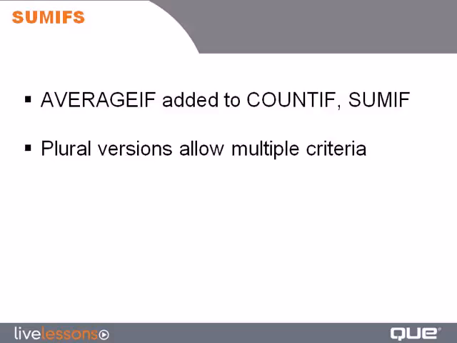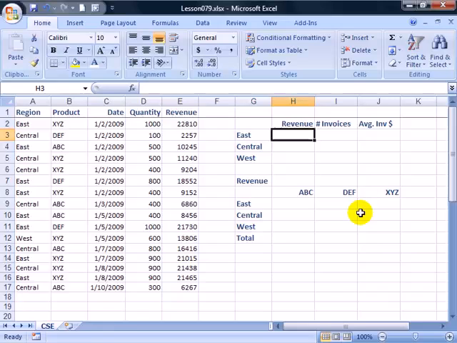In Excel 2007, Microsoft gave us the AVERAGEIF function to go along with COUNTIF and SUMIF, but most importantly, they gave us plural versions, in other words, SUMIFS, COUNTIFS, AVERAGEIFS, which allow multiple criteria. These are going to be very powerful new functions. While I introduced SUMIF briefly in Lesson 76, let's take a quick look at how this worked.